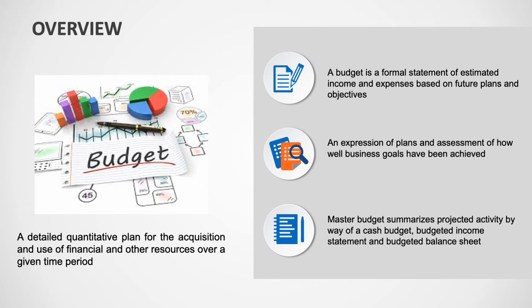So mainly, if you want to put it in simple terms, it would mean that it's a future plan that an organization would like to have so that they can make various informed decisions. A budget is a formal statement of estimated income and expenses based on future plans and objectives. So you may want to know what the possible income would be from doing a business and what sort of expenses will be associated with conducting business activities.